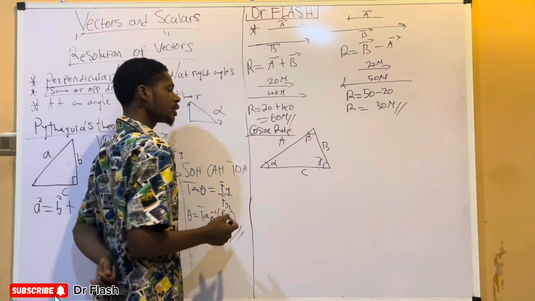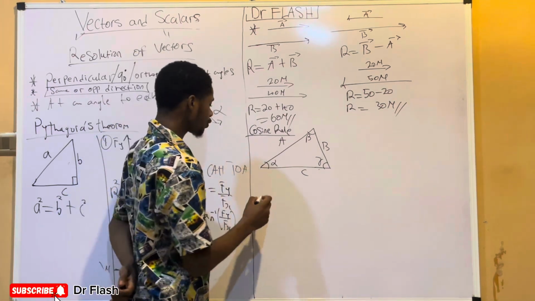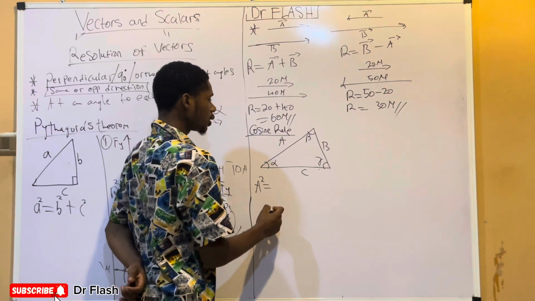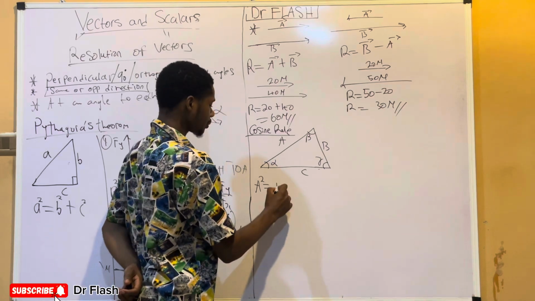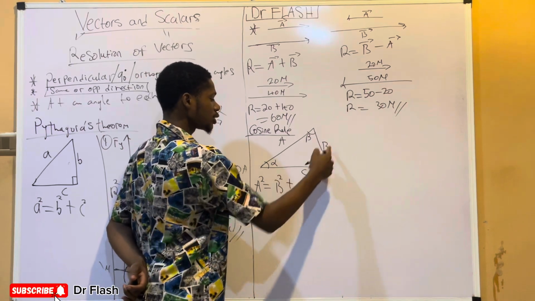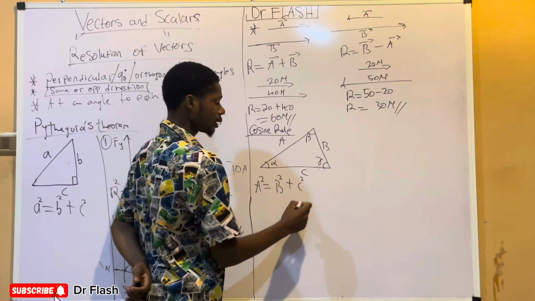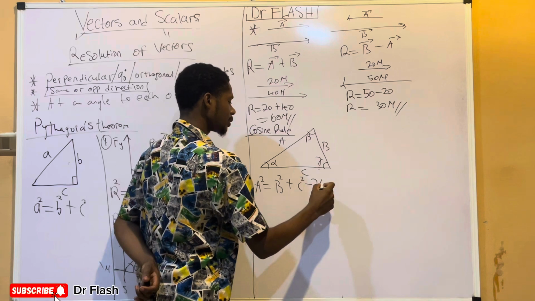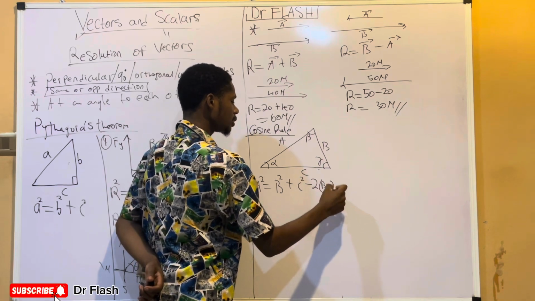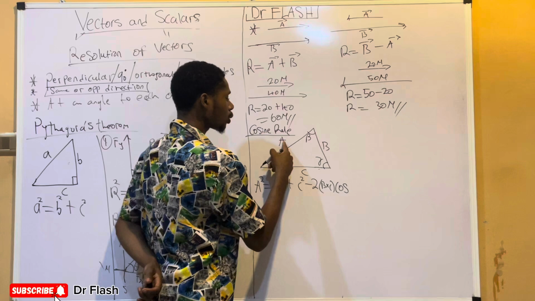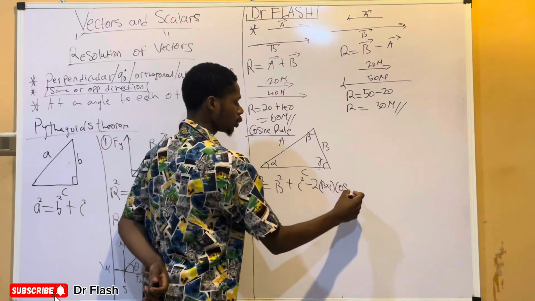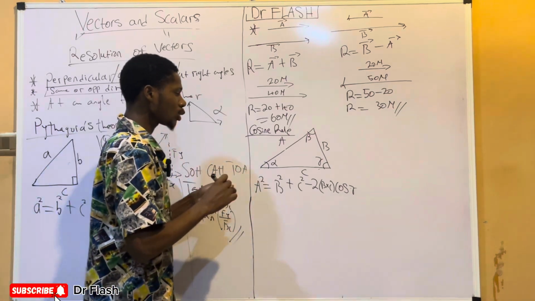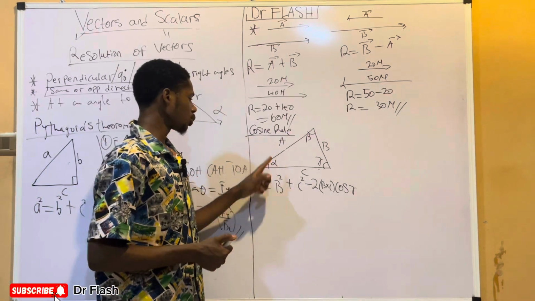Now, the cosine rule says the square of one side of a triangle is equal to the square of the other side, b squared, plus the square of the other side, c squared, minus 2 times the product of the other sides, b times c, times the cosine of the angle opposite to the side we are solving for. What do you have here? Gamma. I'll rephrase again. When we square the side we are looking for, it's going to be equal to the other two sides.